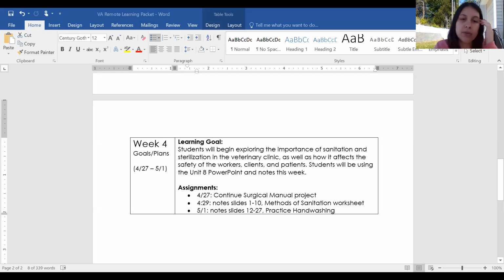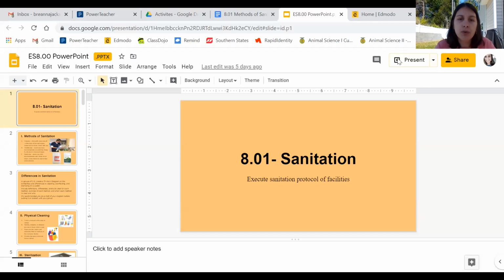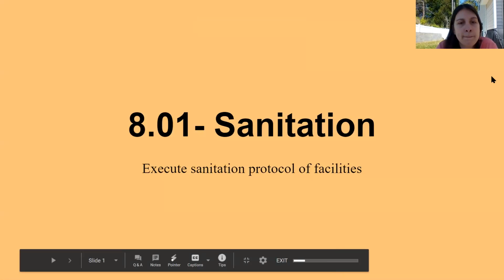Today though, or I guess Wednesday, we're gonna go through slides 1 through 10 of the new unit, Unit 8. PowerPoint and notes will be posted to Edmodo. Y'all's assignment for the day is gonna be a worksheet on the different methods of sanitation, because primarily what our unit is on is the method of sanitation. So we'll go ahead and dive right on in because we don't have a ton to do today.